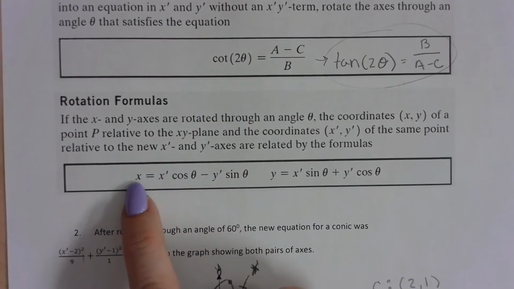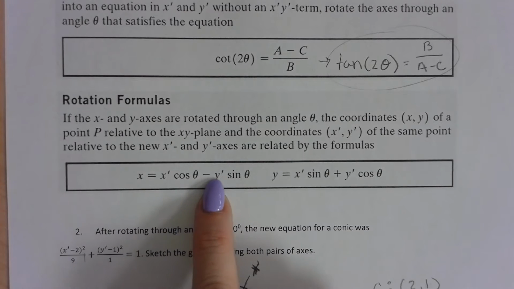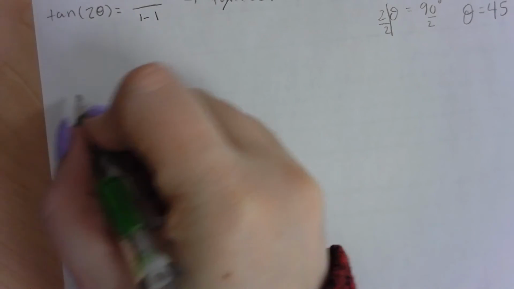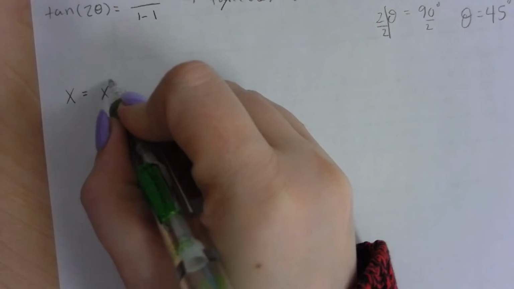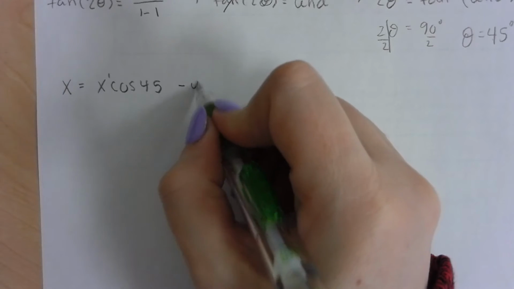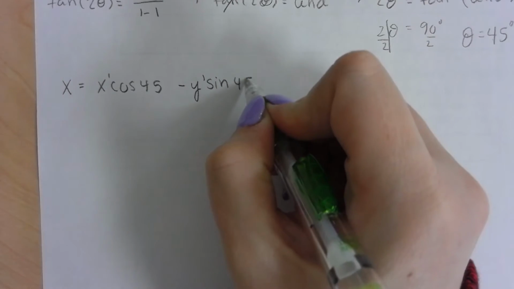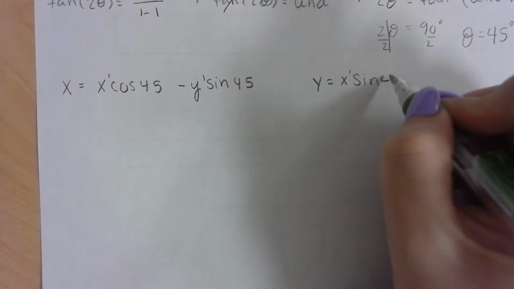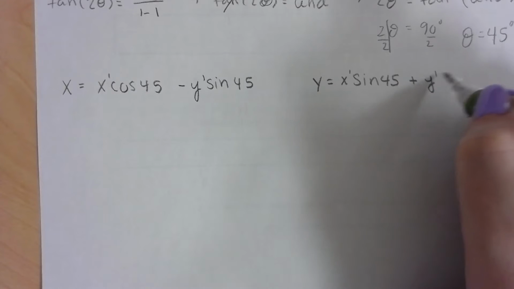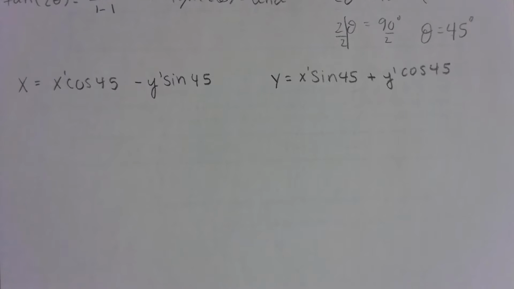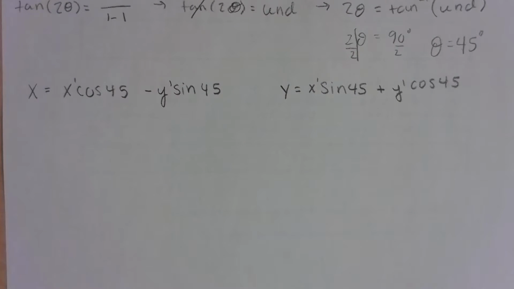Here are our equations. So x is equal to x prime cosine theta minus y prime sine theta, and then y is x prime sine theta plus y prime cosine theta. So x is going to equal x prime times cosine of theta, which is 45, that's what we just figured out, minus y prime sine of 45. And then y is equal to x prime sine of 45 plus y prime cosine of 45. Let me just double check. Yes, just making sure the formulas were right.